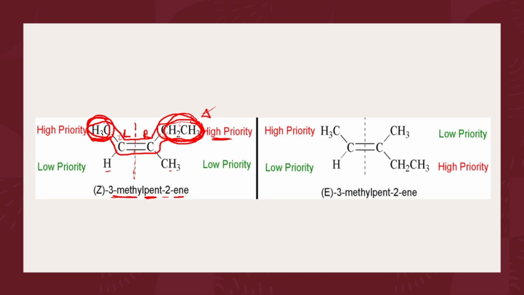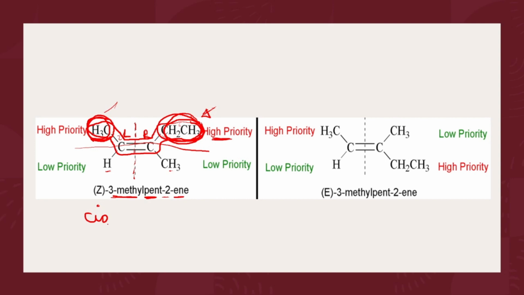Now we have to check the two groups of the higher priority, which is that one and that one. Are they on the same side of the double bond? Are they above the double bond, or below the double bond? Both of them are on the same side. Both of them are up, above the double bond. So this compound is cis.